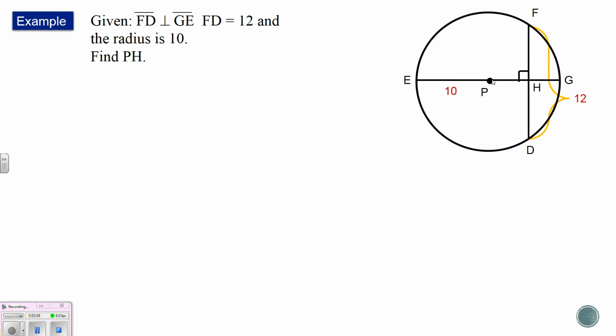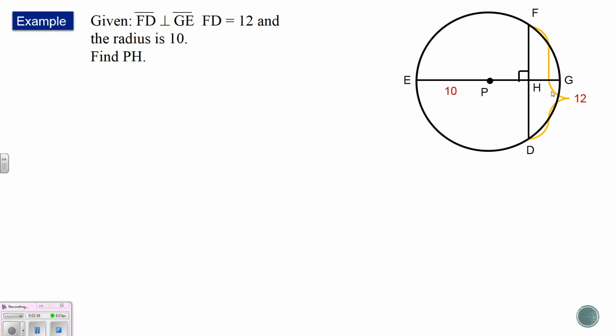They're asking us to figure out PH, and this is technically the distance that the chord is away from the center of the circle. We know its distance because it's measured along a perpendicular. So how are we going to figure that out? You might be thinking, oh, well, if I know that PG is 10, if I can figure out HG, I can just subtract that. And you're right, but we don't really have an easy way to figure out HG.